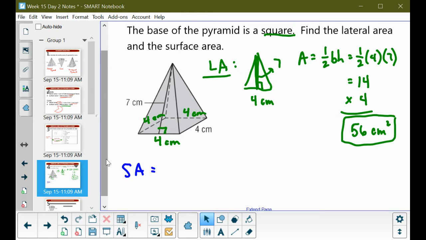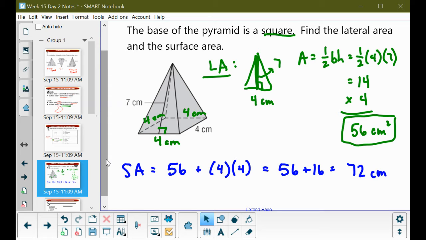Now, if we want to find the surface area, we're going to take that 56, which was the area of those 4 triangles, and add it to the area of our base. And our base is a square, so we can do base times height, or it's really 4 times 4, because all our bases and heights are the same. So this ends up being 56 plus 16, which is just 72, and our units still are centimeters squared. So a quick one there for the surface area of a square pyramid.